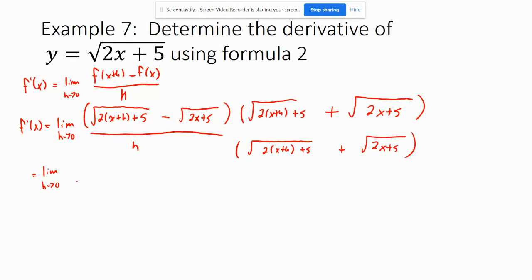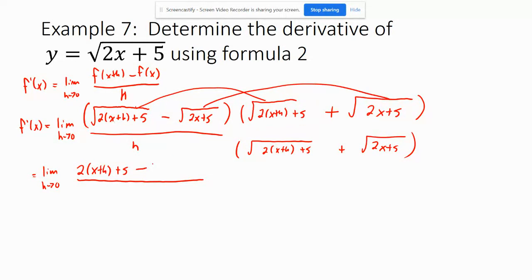Okay, so what's that going to equal? We'll rationalize the numerator. Really what it's going to do is get rid of all the square roots in the numerator. So when we multiply this term times this term, the square roots just disappear. So it's 2 times x plus h plus 5. And then the two middle terms cancel out. And it's going to be minus this term times this term, 2x plus 5, all over h times the square root of 2x plus h plus 5 plus the square root of 2x plus 5.